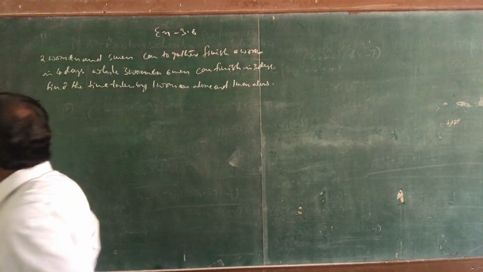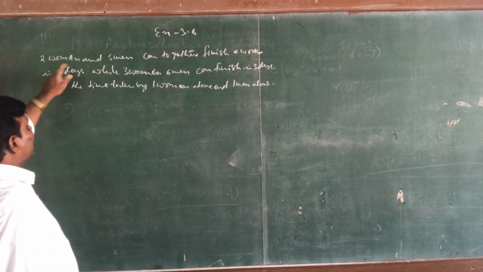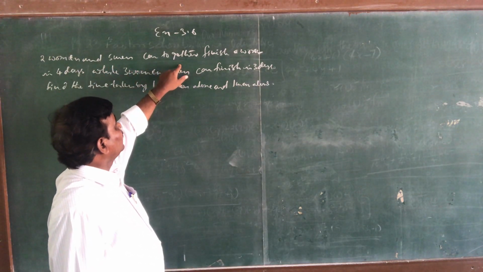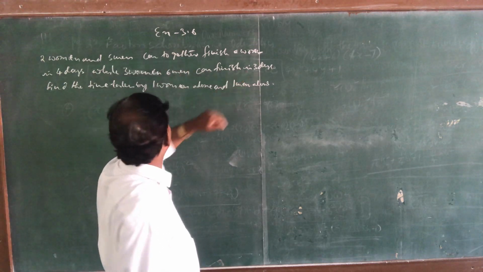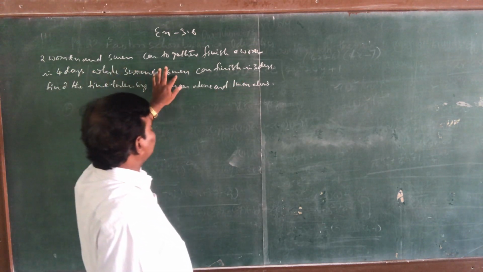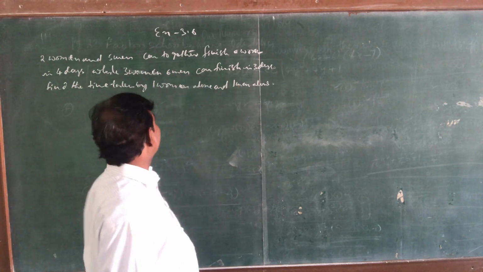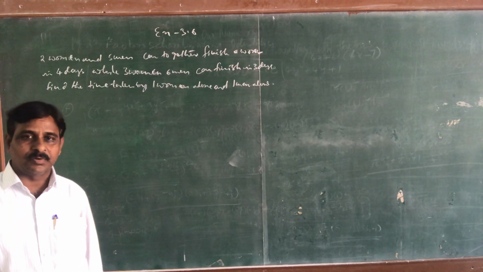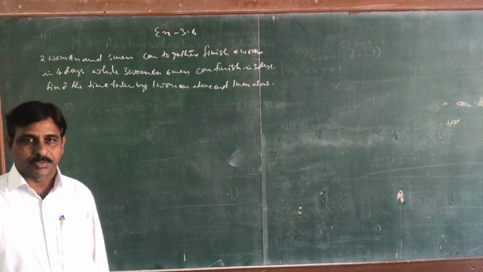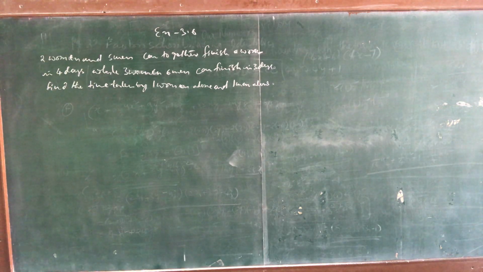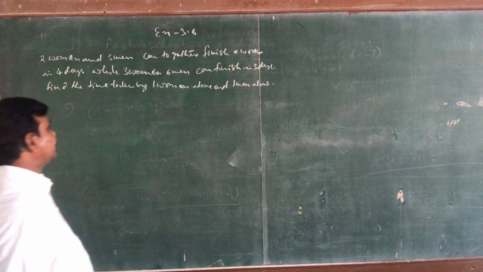So here, 2 women and 5 men together can finish a work in 4 days, while 3 women and 6 men can finish it in 3 days. Find the time taken by 1 woman alone and 1 man alone. So this we have to write in the form of a pair of linear equations.